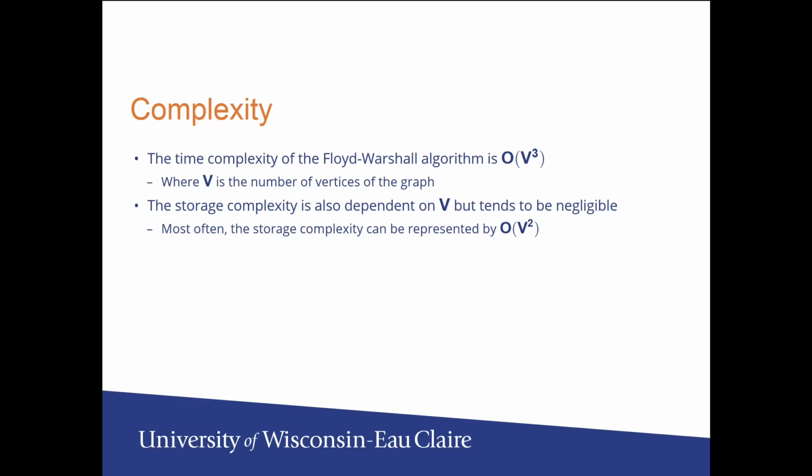So the complexity of the Floyd-Warshall algorithm is big O V cubed time. V is the number of vertices of our graph. This is the case since Floyd-Warshall uses three nested for loops in order to calculate each shortest path. The storage complexity of the Floyd-Warshall algorithm is also dependent on V, but tends to be negligible, given that the algorithm doesn't utilize overly complicated data structures. Most often, the storage complexity can be represented by big O V squared, given we need our input and output matrices, which will both be n by n matrices.